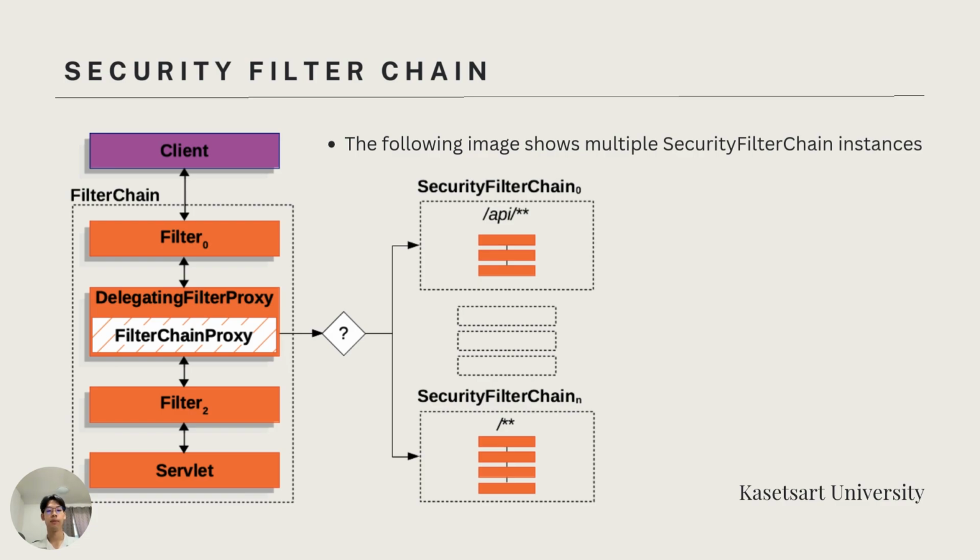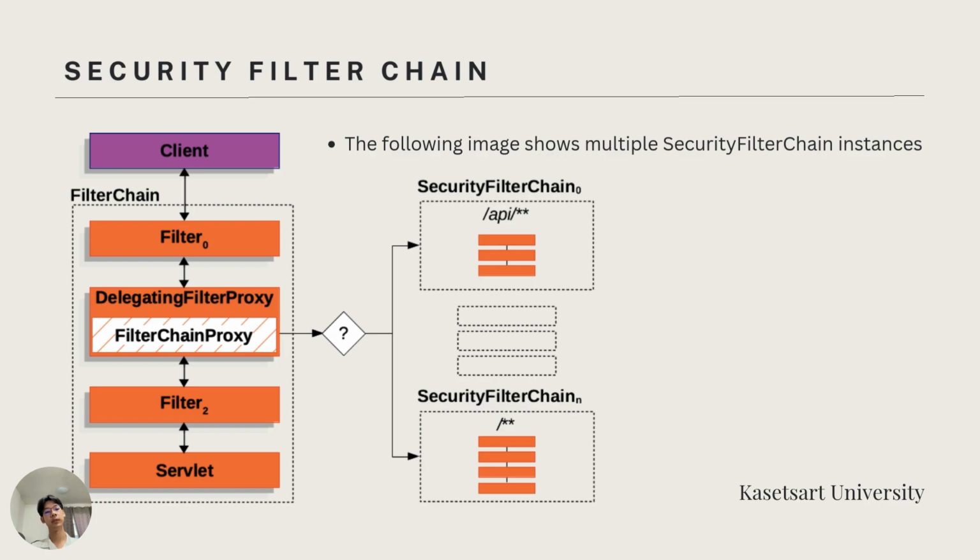If a URL of /messages/ is requested, it does not match on the SecurityFilterChain pattern of /api/**. So FilterChainProxy continues trying each SecurityFilterChain. Assuming that no other SecurityFilterChain instances match, SecurityFilterChain n is invoked.